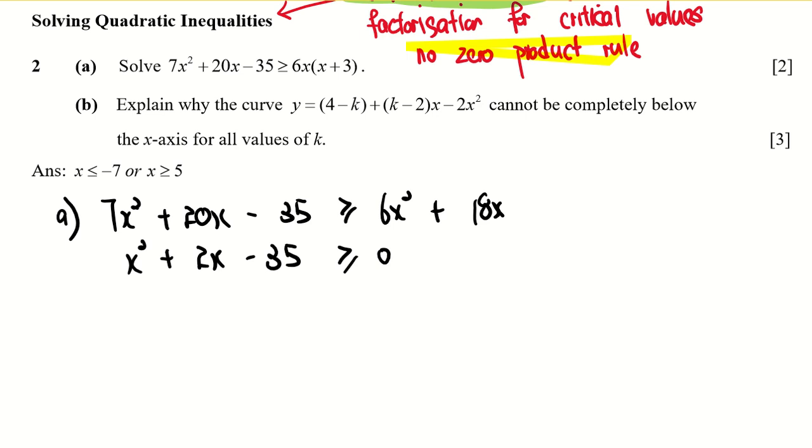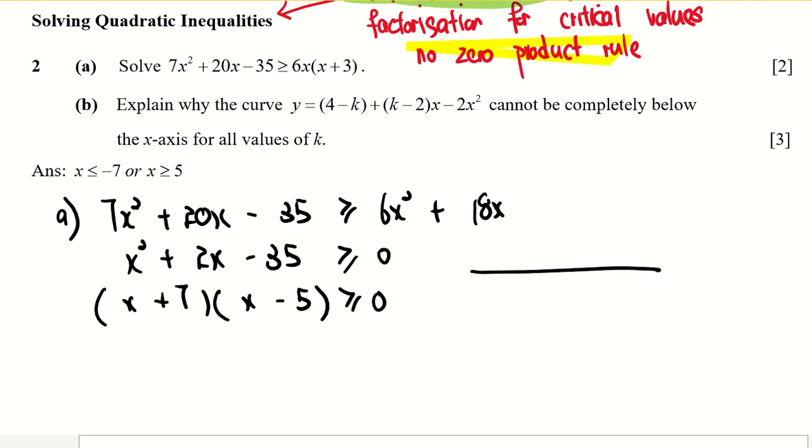Now I will need to do my factorization. Notice I can factorize and equate to 0, but do not use zero product rule. Alright, imagine it to be equal to 0. Alright, I'll have two critical values, namely 5 and negative 7. Smaller number on the left, bigger number on the right.